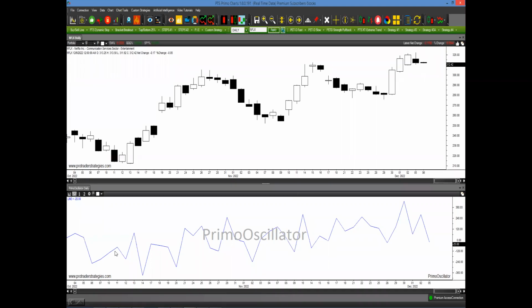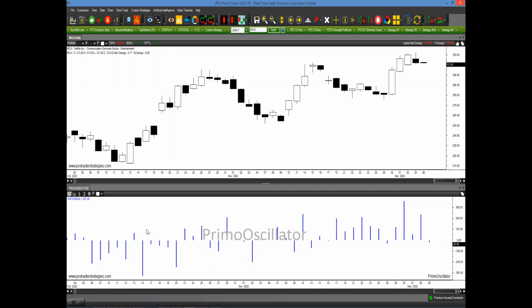For example, what we've been showing you most recently in that style of technique was using a line oscillator for the Primo oscillator. But you can also use it as a histogram. You have the capability to change whenever you like. You can also apply both of them together. A lot of traders like to use the line and the histogram in tandem. That's fine. You can do that as well. You can design it the way you want it to look.